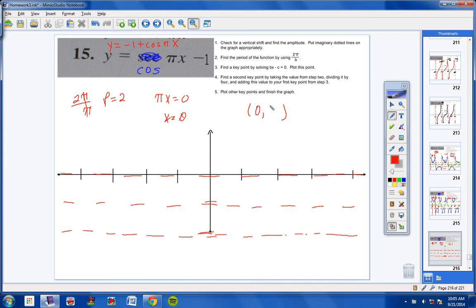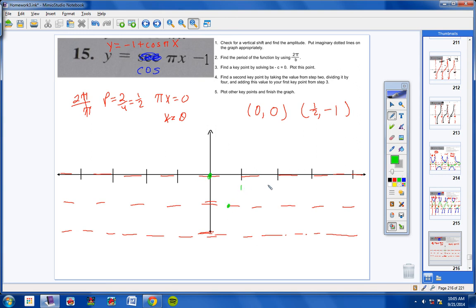Okay, so 0, 0. Now we're going to find a second key point by taking our period, dividing it by 4 like we always do, and we get out 1/2. That'll be my next x value, so 1/2. And then I'm going to put 1/2 in for x, so here we go. I'm going to type into my calculator -1 plus cosine, and then 1/2 pi, so 0.5 pi. Make sure you're in radians, of course, students, and you'll get out a -1. So here we go. One key point is 0, 0, and the other one is over half -1.